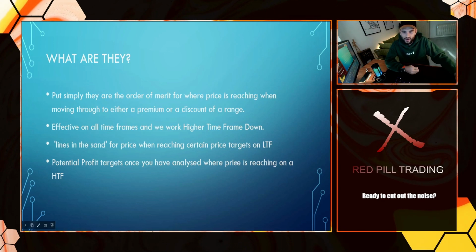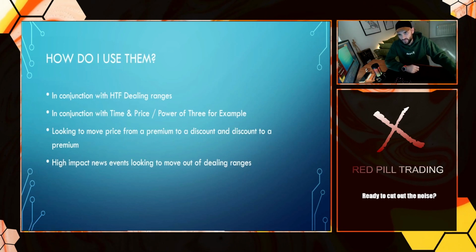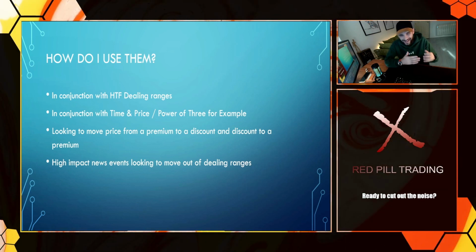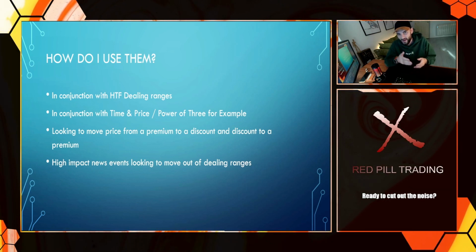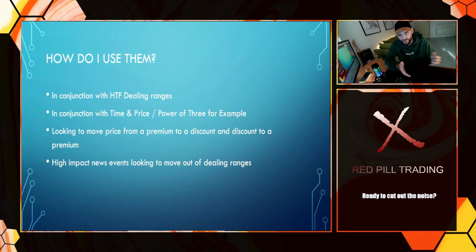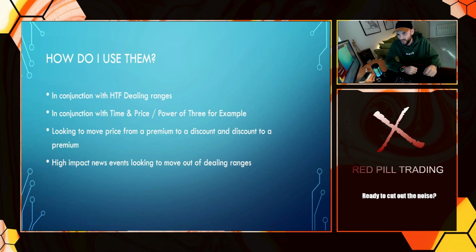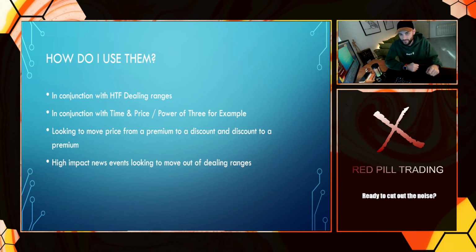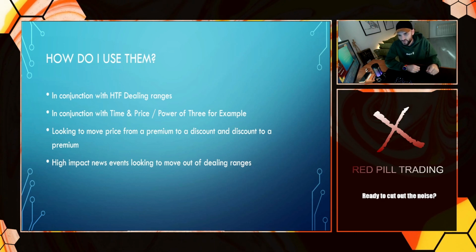All right. Now, how do I use them? I guess that's the question you're asking, right? I personally use them in conjunction with higher time frame dealing ranges. That boils down to the point I was talking about, having a firm understanding of forming directional bias. You can't have one without the other. It's just simple. So I use them in conjunction with higher time frame dealing ranges, and again we're going to break that down. And also in conjunction with time and price.